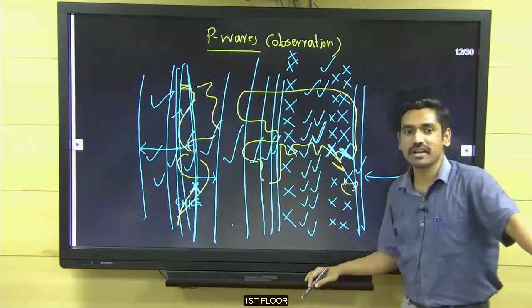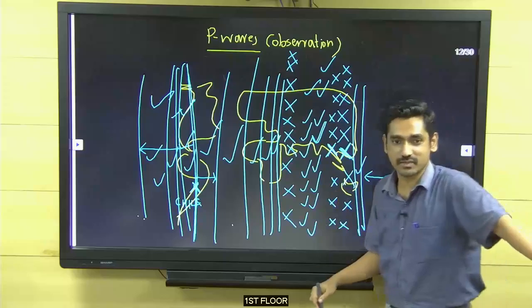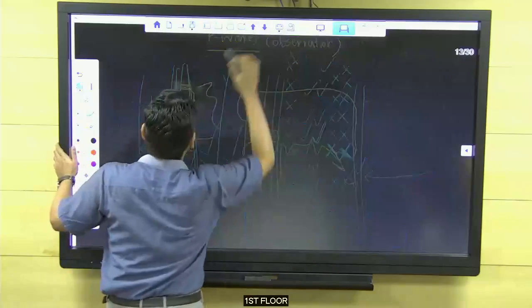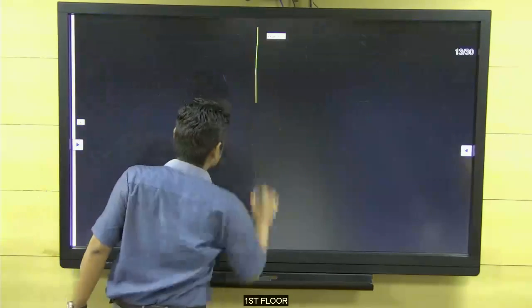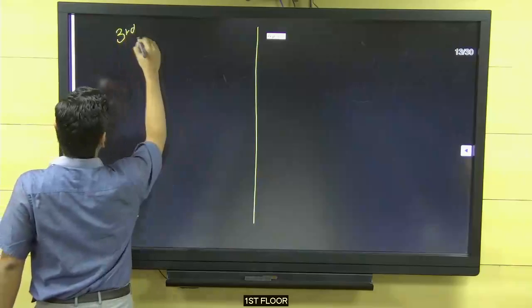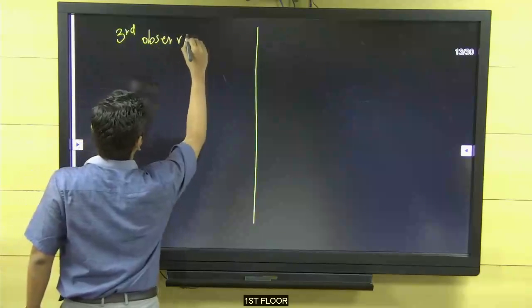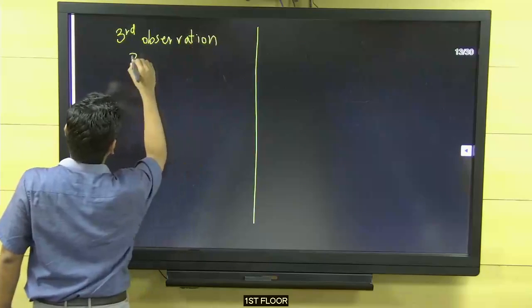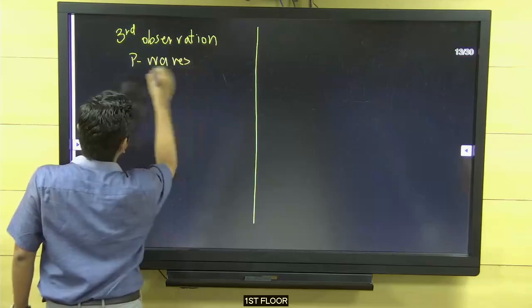Now, this is more of a complicated situation. We'll try to represent this on the map. Shall we? See? P waves observation. Third one. Third observation. Primary waves.